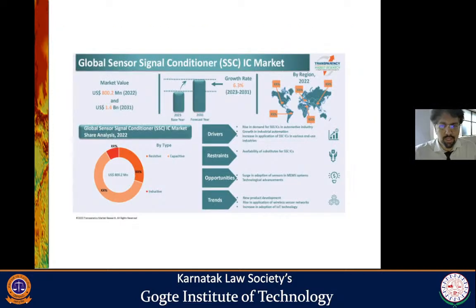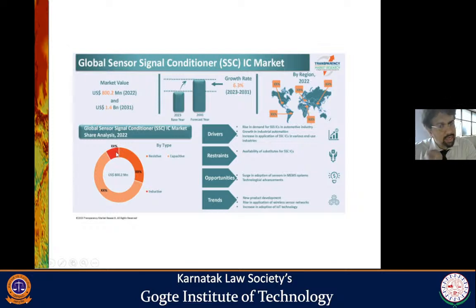The same thing has been projected here in the global sensor signal conditioning IC market. As you can see, the market value is increasing from 800 million to 1.5 billion. And here is the projected growth. The base year is considered as 2023, and you can see a 6.3% growth is expected till 2031. So in the coming 10 years, there is a huge boom in this market. Here the region-wise breakdown is also shown, and there are a lot of opportunities, with a lot of increase and boom that can happen in the job market.